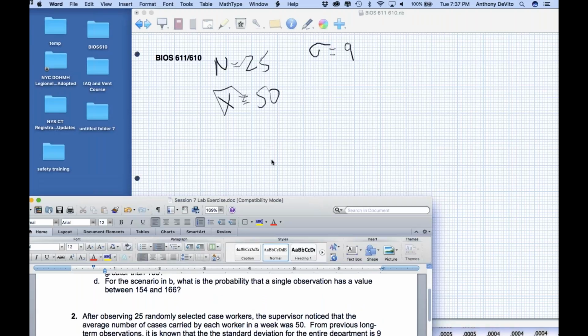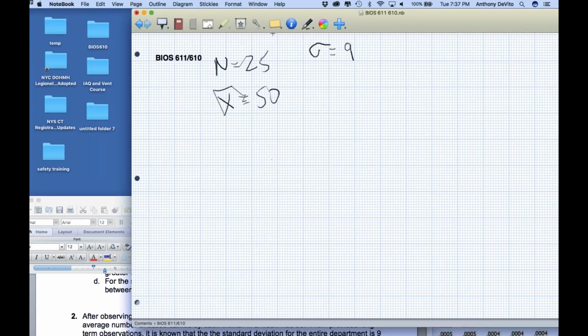We're not going to go back and find out how many cases the entire department carried. It might be 1,000 workers or something like that. We're just going to randomly sample 25. But we want to know what mu is, not X bar, but what mu is for the entire department. We're interested in knowing that with a level of confidence of 95%. We want to be 95% sure that the true population mean mu is within the numbers that we get. So how are we going to calculate that?